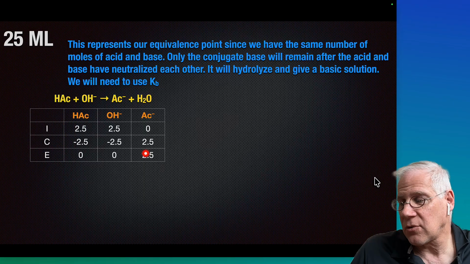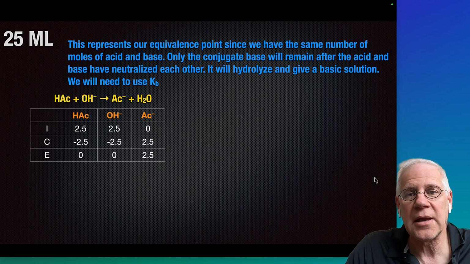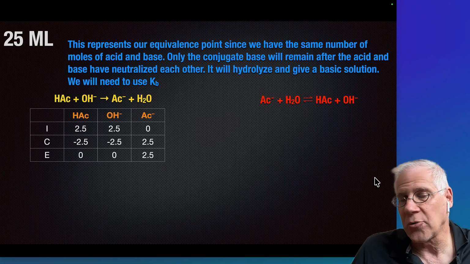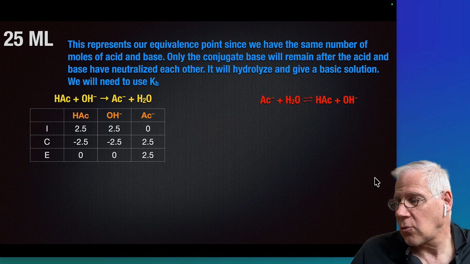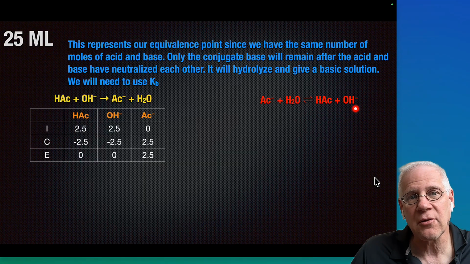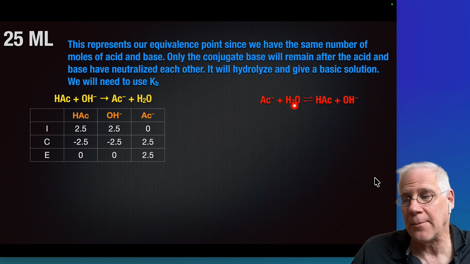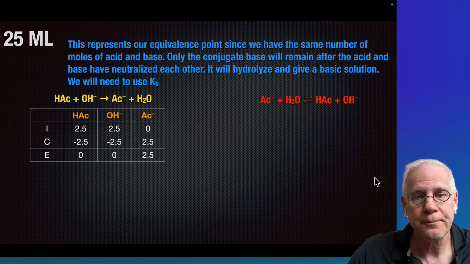Now, these two things react and they form 2.5 millimoles of my acetate. Now we know that the acetate is going to react in water because it's a weak base. So we're going to have acetate plus water going to HAc plus hydroxide. This hydroxide is why we're going to have a basic reaction, and the base reaction with water is why we need to have a Kb. This is a Kb equilibrium.